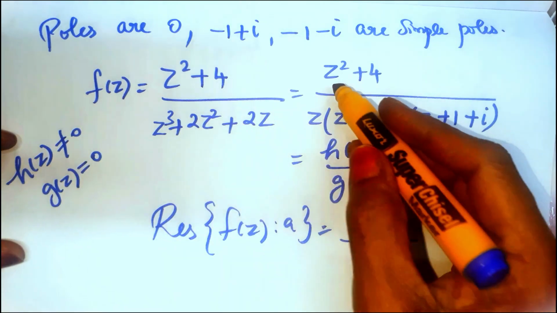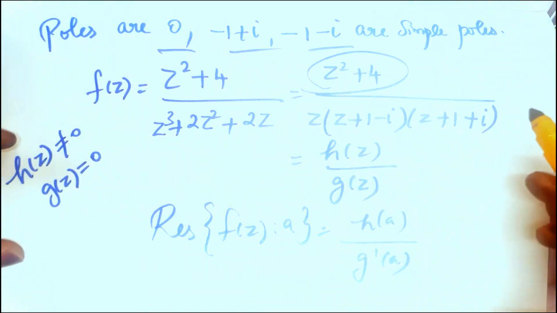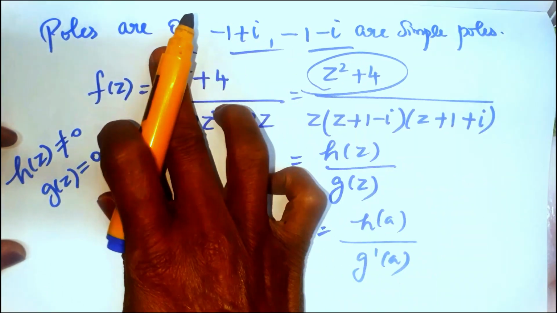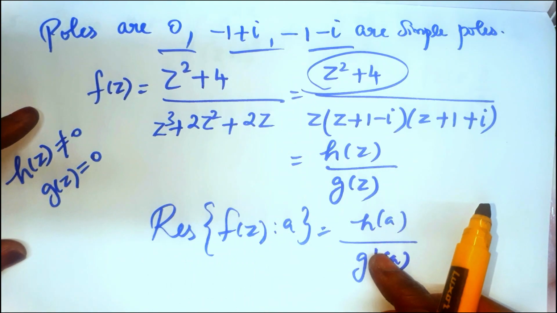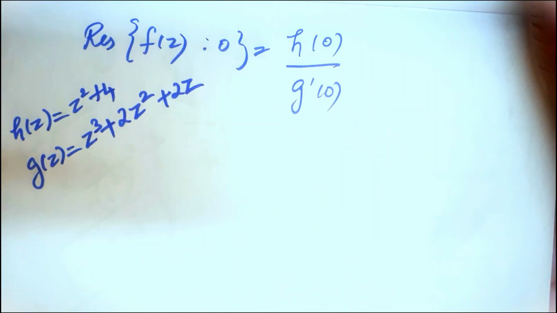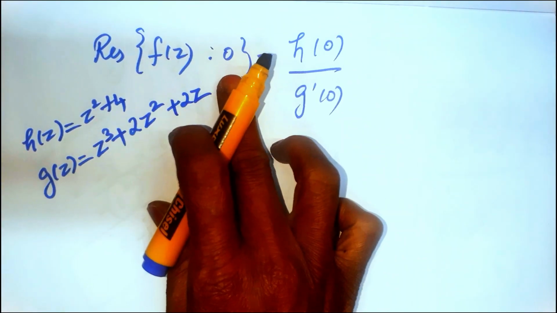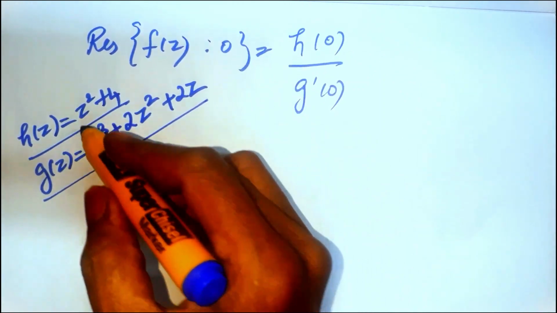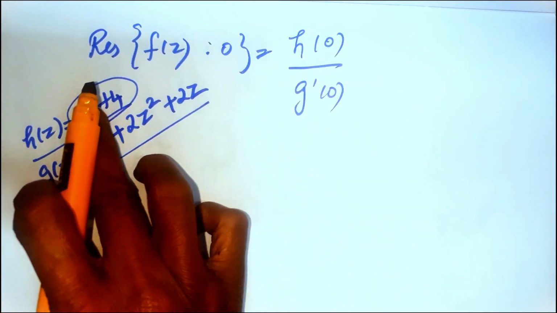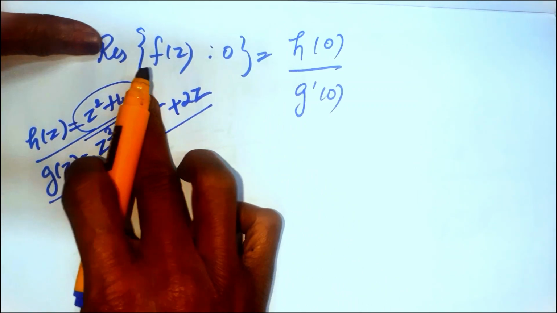At the pole 0 means when we substitute z equal to 0, it is not equal to 0 alone. So every term we have to check one by one and we have to proceed. At 0, strictly h of 0 is not equal to 0. So we can proceed with this formula. Okay. So for the pole z equal to 0, we are going to calculate what is the residue. So h of z is equal to z squared plus 4, g of z is equal to this thing. When we take z as 0, this is 0 plus 4, which is not equal to 0. Okay, so we can proceed further.